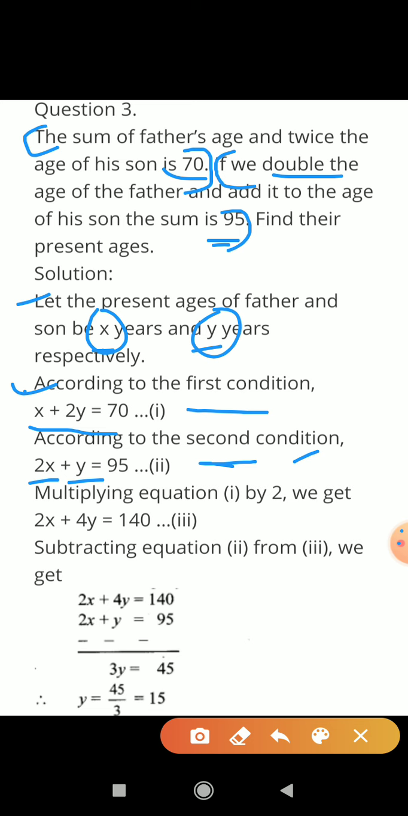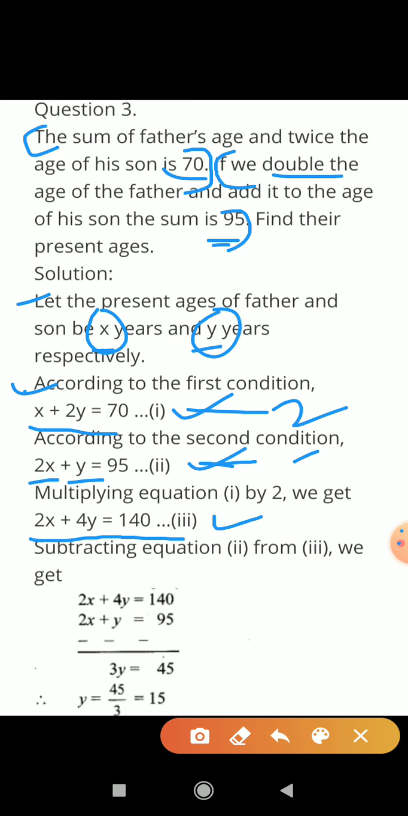So we can multiply equation number 1 by 2, then we get 2x plus 4y, and 70 into 2 is 140. So by multiplying equation 1 by 2, we get equation number 3: 2x plus 4y is equal to 140. Now consider equation second and equation third.